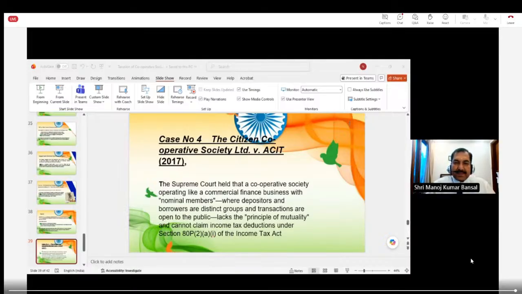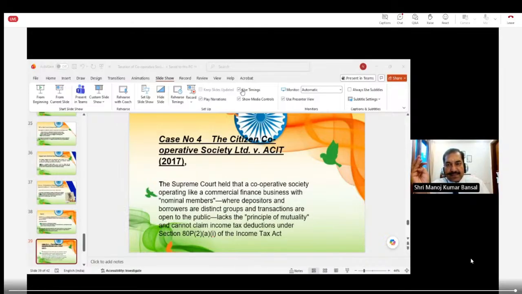Bansal sir, one query is there from our very learned and very senior member, Akhilesh ji. Sir, do these provisions apply to housing cooperative societies registered under the State Cooperative Societies Act? Whatever Income Tax Act provisions we are talking about, are they applicable to housing societies? No, no, these are not.